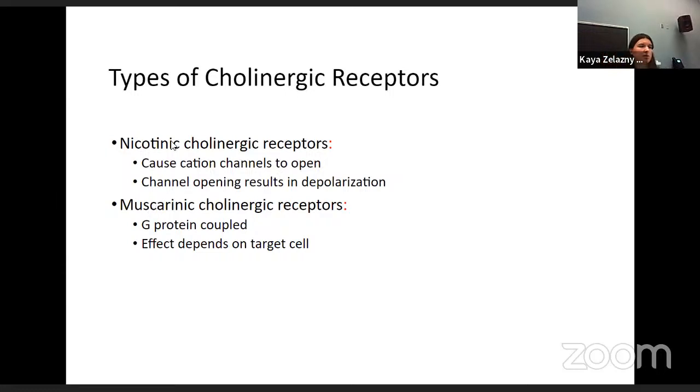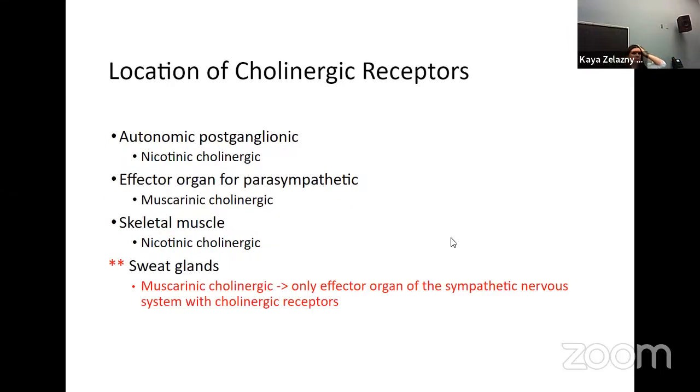This means that we're going to see those nicotinic cholinergic receptors a lot in those ganglia between our preganglionic and postganglionic cells. But those muscarinic cholinergic receptors, we're going to see a lot at our effector organs. So for those cholinergic receptors in the autonomic system on the postganglionic neuron, we're going to have a nicotinic cholinergic receptor.